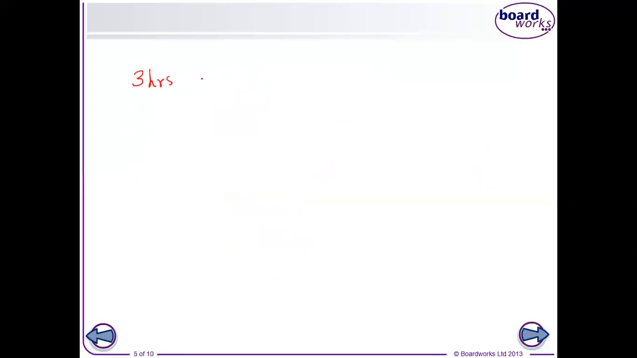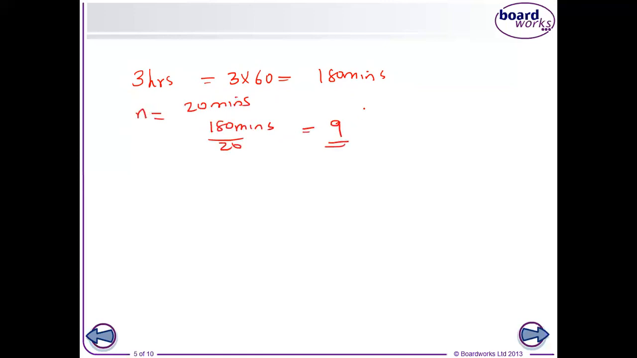What is going to happen is the same method. You say 3 times 60 is going to give you 180 minutes. That means the time which the bacteria spent in the nutrient agar is 180 minutes. And you want to find n. As we all know, the bacterium divides into 2 after every 20 minutes. And after 180 minutes, how many divisions are we going to have? That's going to give you 9. You're going to have 9 divisions take place. So n equals 9.